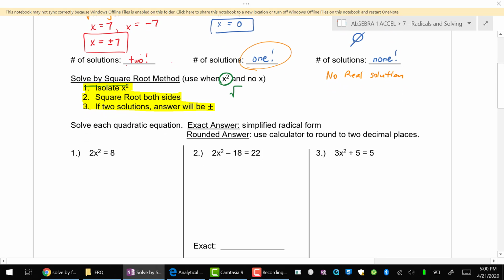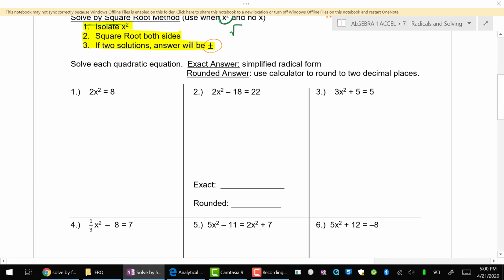So I'd like to take you through a series of examples in which we solve equations by the square root method. The first step here is to isolate x squared, and then the second step is to square root both sides. And remember to use that plus or minus on our answer at the end when we're finished. So number 1 says 2x squared equals 8.